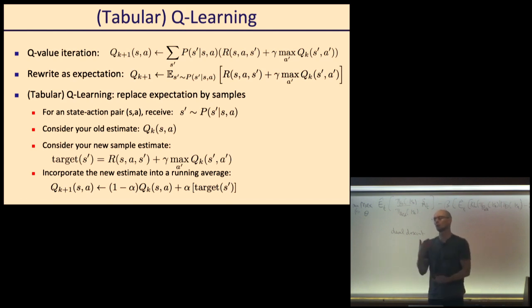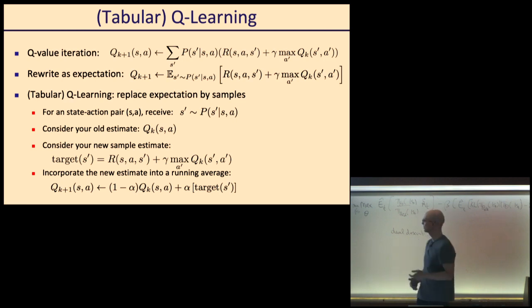Now using just one such outcome, one sample, is not going to be very precise. So we don't want to update all the way to that sample value because we need to average many. The way we're going to average is by saying we had an old estimate. We retain mostly the old estimate. So alpha might be something, I don't know, 0.1 or something. So we mostly retain the old estimate and then slightly nudge it towards what this current sample said it should be.